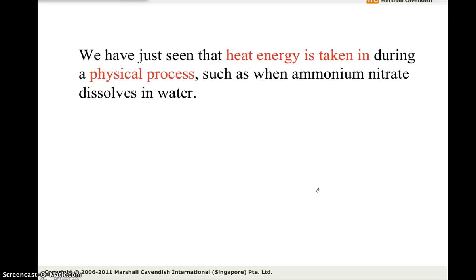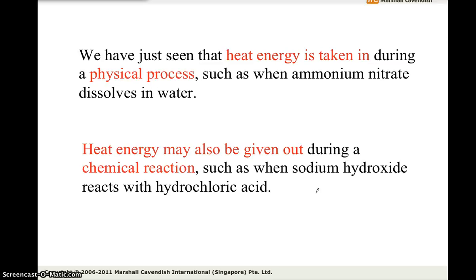Okay, so you have just seen that heat energy is taken in during a physical process, such as when ammonium nitrate dissolves in water. Heat energy may also be given out during a chemical reaction, such as during combustion or when sodium hydroxide reacts with hydrochloric acid. Now, sodium hydroxide is an alkali. When alkali reacts with acid, you have a neutralization reaction. And usually for neutralization reaction, heat energy is given off.